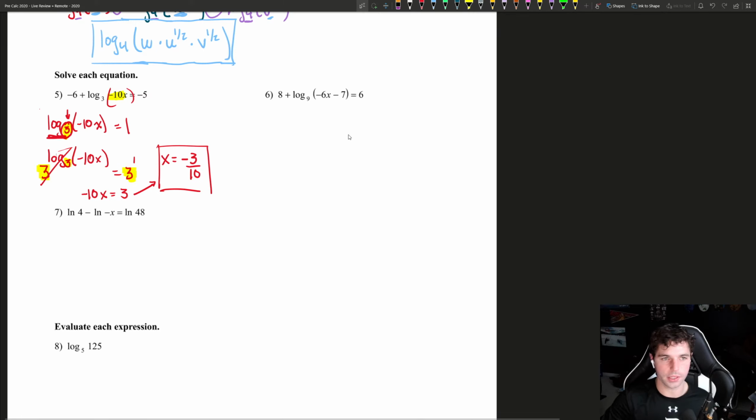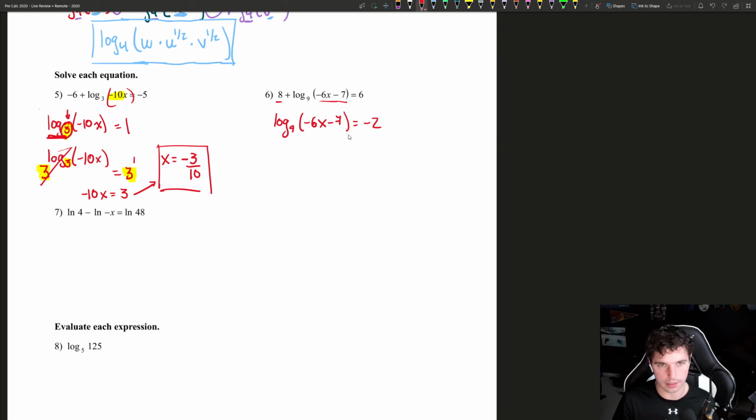So moving on to number 6. I don't know why I'm tripping up on number 5. Same thing: we get rid of everything that's not attached inside the log. So we get log base 9 of negative 6x minus 7 is equal to 6, minus 8 on the right side. That should be equal to negative 2.